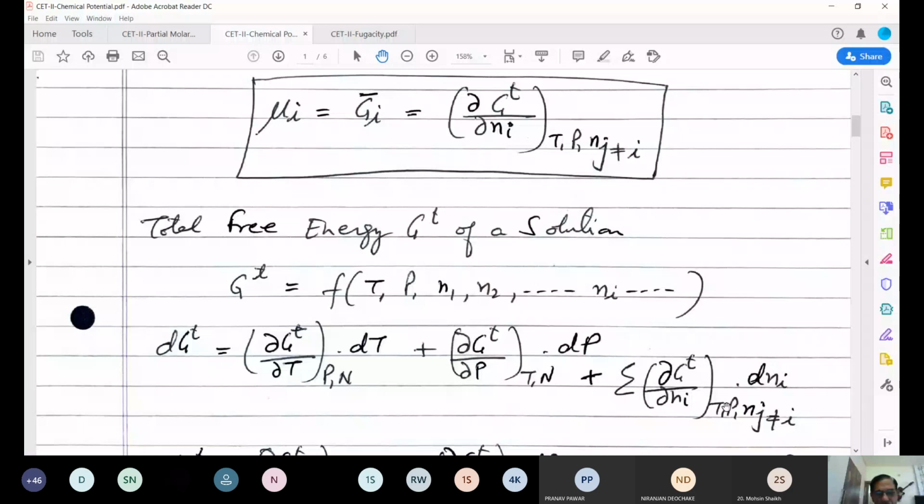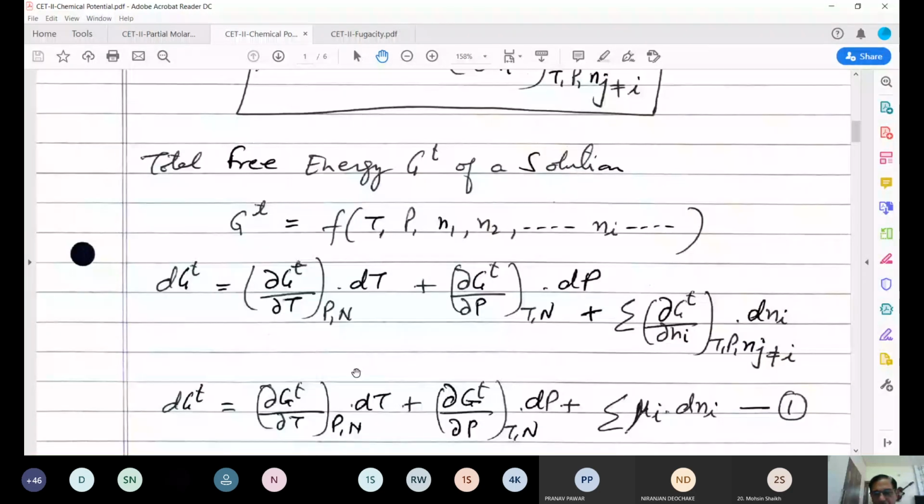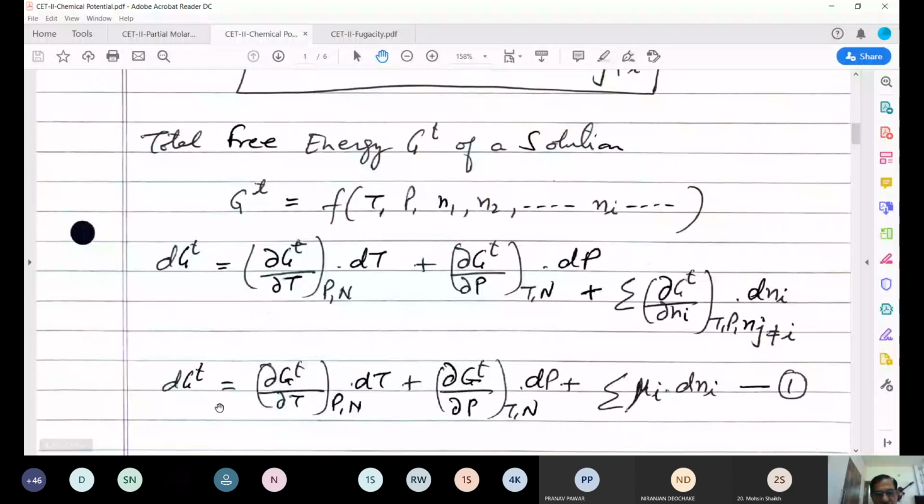Okay. So this becomes, by definition, nothing but mu I, ∂G_T/∂N_i. This is what we defined here, right? This is the same thing. So we can replace this with mu I, and what we get is dG_T equals (∂G_T/∂T) at constant pressure and number of moles times dT, plus (∂G_T/∂P) at constant temperature and number of moles times dP, plus summation of mu I dN_i. Any questions on this equation?